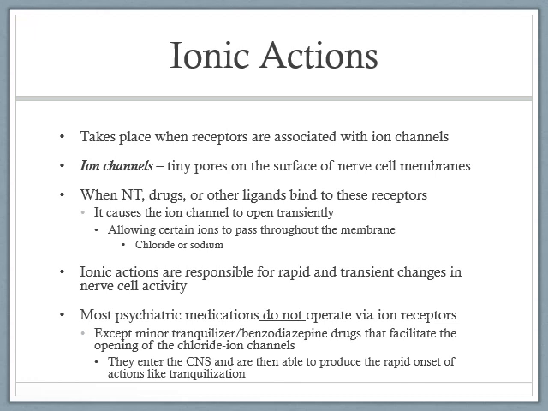So, ionic actions. This takes place when receptors are associated with ion channels. Ion channels are tiny pores on the surface of nerve cell membranes. When neurotransmitters, drugs, or other ligands bind to these receptors, it can cause the ion channel to open, which allows certain ions to pass through the membrane, such as chloride or sodium, and those molecules are electrically charged. Ionic actions are responsible for rapid and transient changes in nerve cell activity.